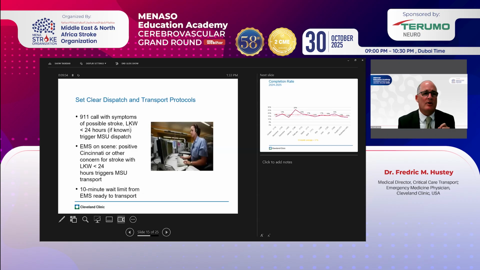And then the EMS providers, when they would get on scene, if they had a positive Cincinnati or had another concern for stroke with a last known well less than 24 hours, that would trigger us to interface with the patient and then transport that patient and take care of them.